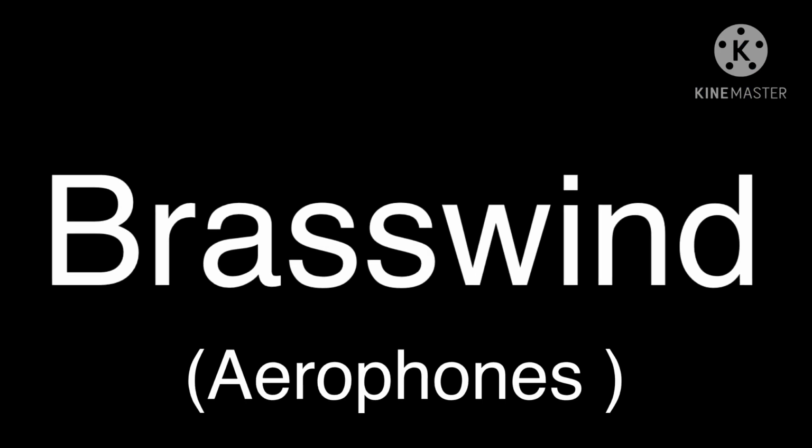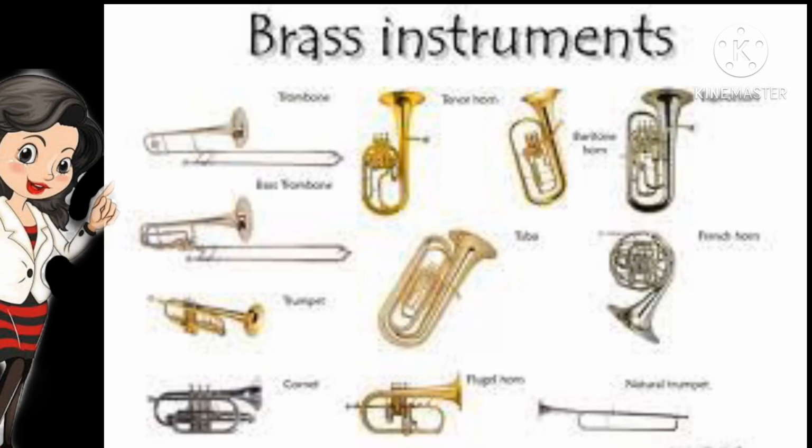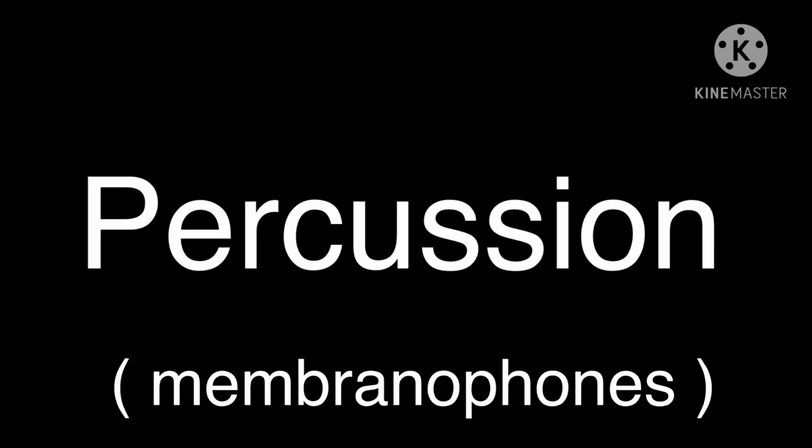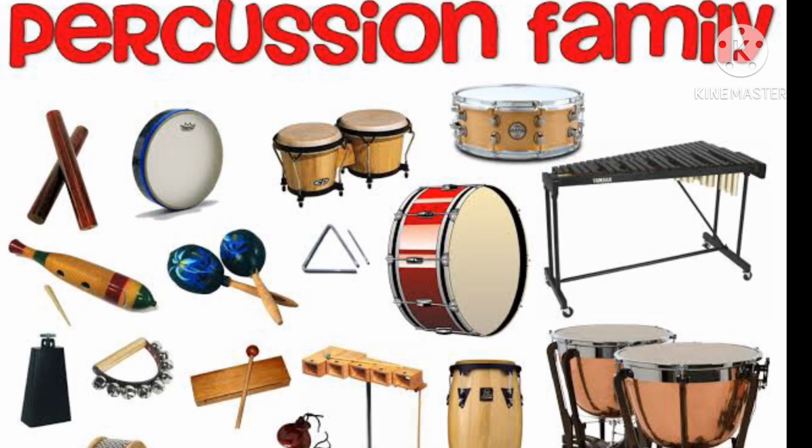The third one is the brass winds, or the brass family. It produces sounds by buzzing the lips into the mouthpieces. Some examples are trumpet, French horn, trombone, and tuba. The last family of instruments is the percussion. Percussion instruments all produce sound by either hitting, shaking, or scraping the instruments. Some examples include the following: snare drum, bass drum, or cymbals.